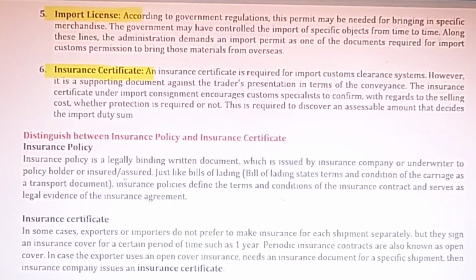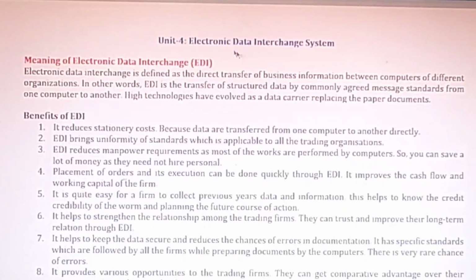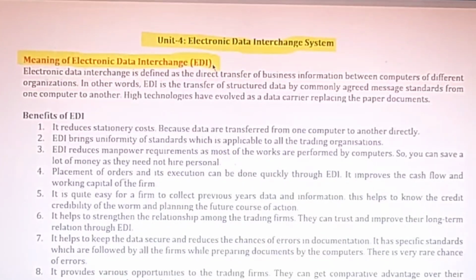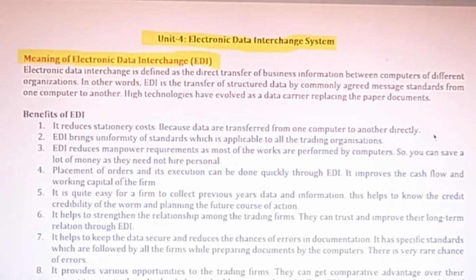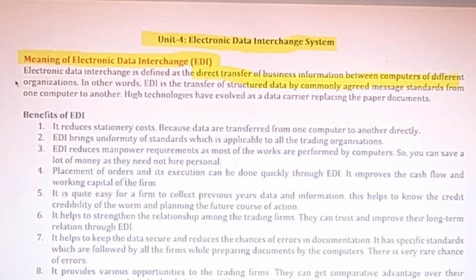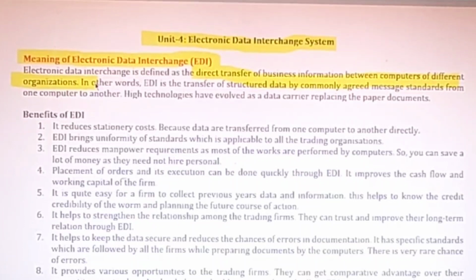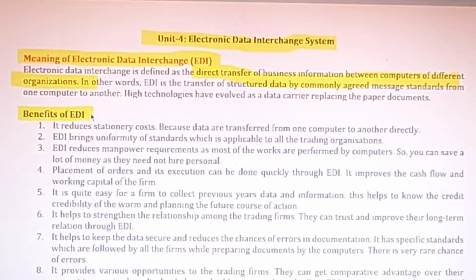Okay, let's move on to the next topic, Unit 4, Electronic Data Interchange System. Right. First of all, you should study what this EDI is. This topic is also common in a lot of subjects of IBO and MCO. Basically, it is a direct transfer of business information from one computer to another. Actually, the main objective is to bring a uniform standard all over the world in international trade, and you must read about the benefits of the EDI system, because it reduces.